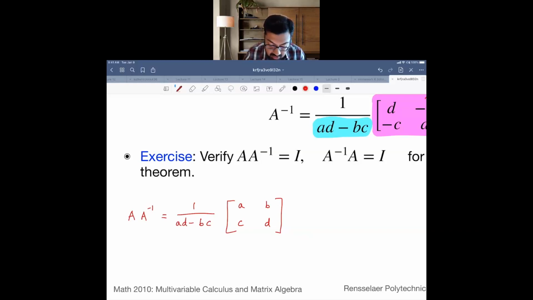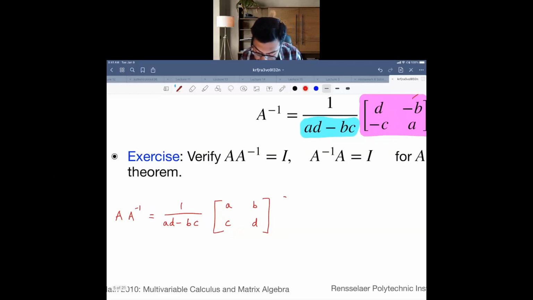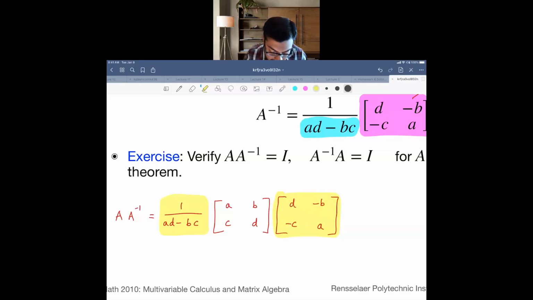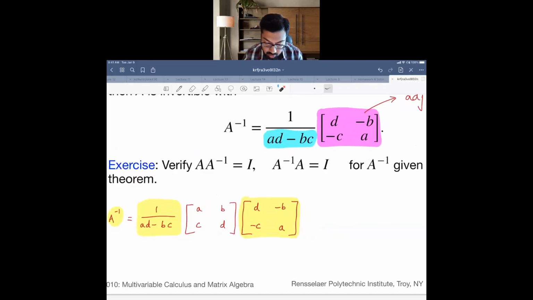That is present in the A inverse matrix. And then I have the adjugate of A here. So this is D, minus B, minus C, A, right? So all of this, let me use yellow here. So this along with this belongs to A inverse. And the other guy, A, is over here. Now let's carry out this multiplication and see whether it turns out to be identity or not.